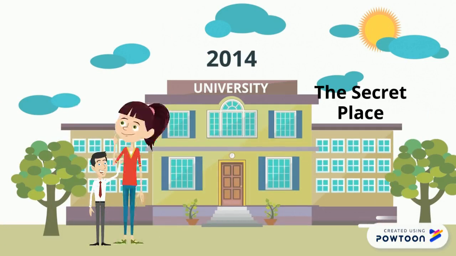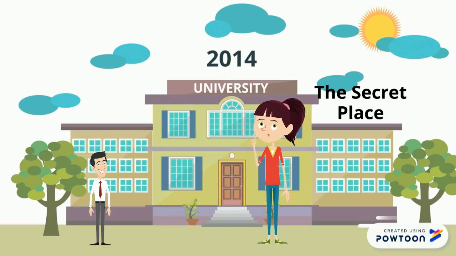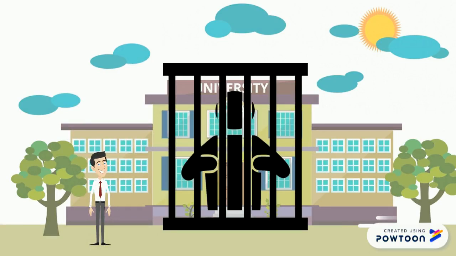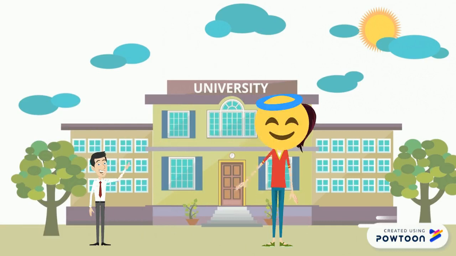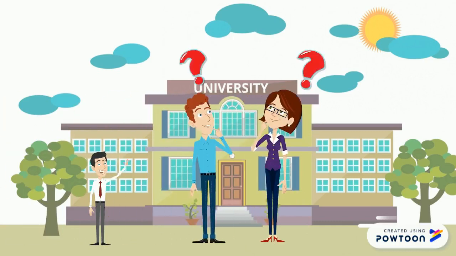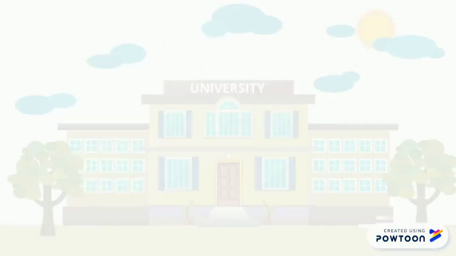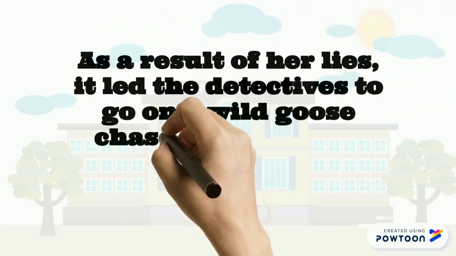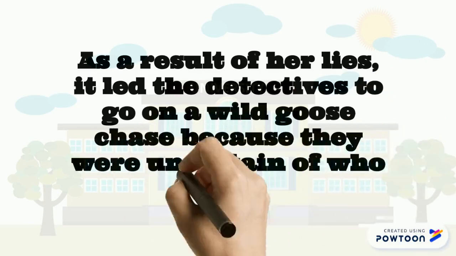For example, Rebecca, one of the girls from Holly's group, portrays a different image to deceive both of the detectives. She did this so she would be able to conceal her identity and keep her from going to jail. Rebecca portrayed herself as a very innocent and angelic person, which confused the detectives and excluded her from being a suspect. As a result of her lies, it led the detectives to go on a wild goose chase because they were uncertain of who the suspect could be.